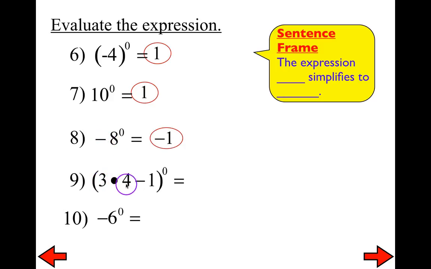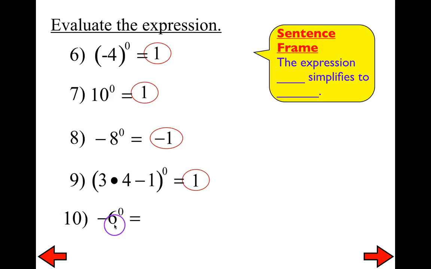Here, 3 times 4 minus 1, all raised to the 0 power. Okay, here if you want to, you can totally simplify it and say, okay, 3 times 4 is 12. 12 minus 1 is 11. 11 to the 0 power is 1. Or you can just remember that any number raised to the 0 power is just simply 1.